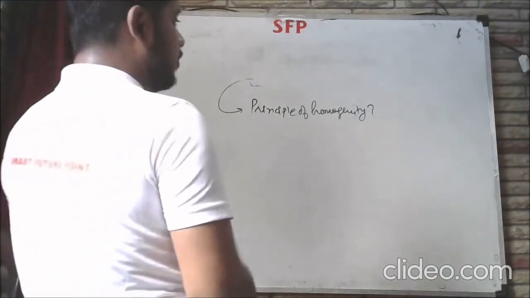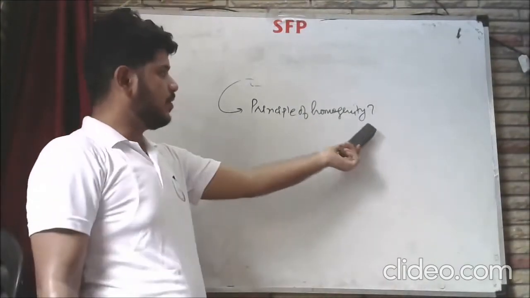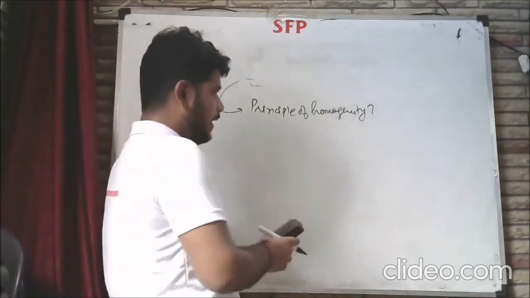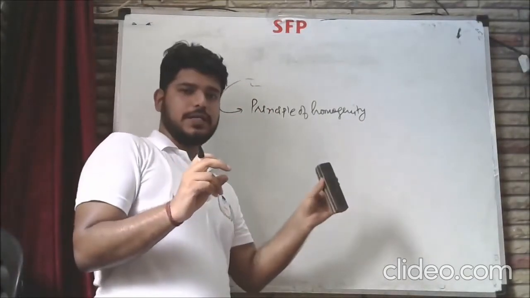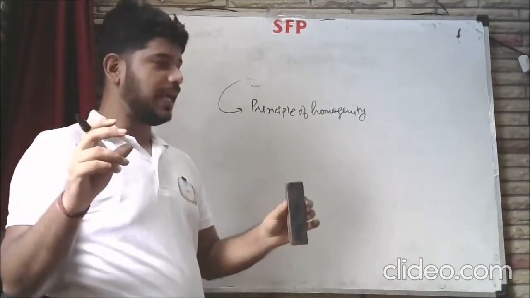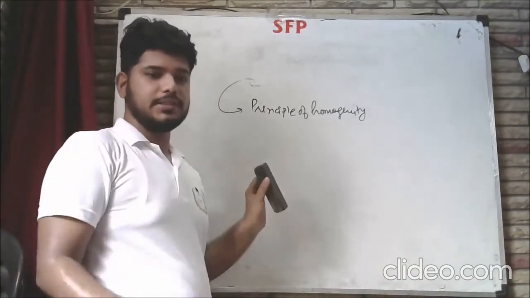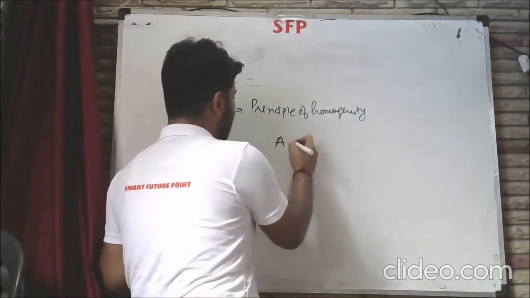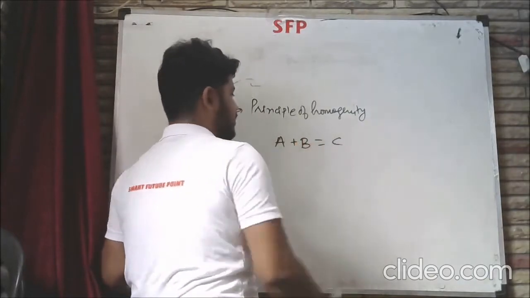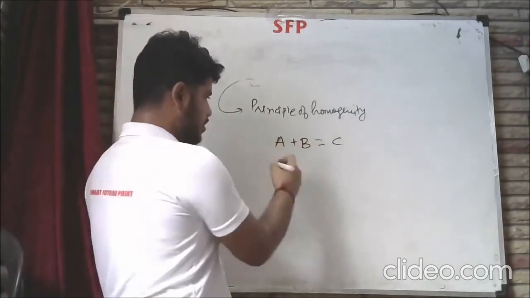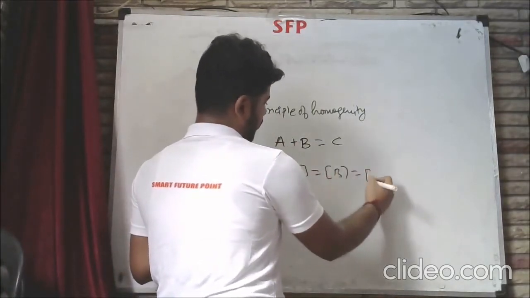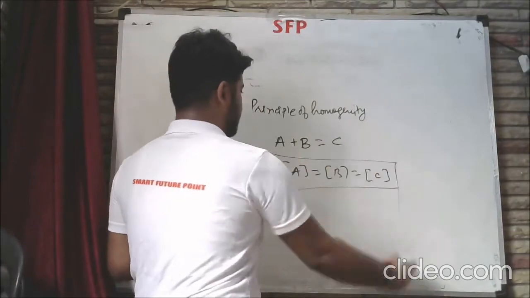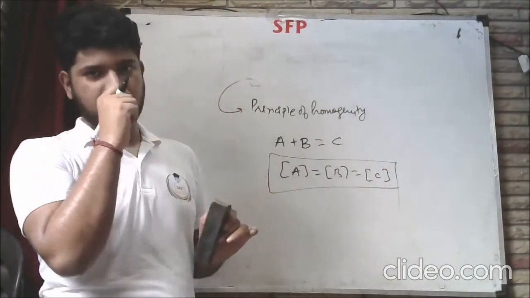Fine. So I was asking about principle of homogeneity. What is it? It is the same that if we are adding some quantity with some other quantity, then both have the same dimension. Means if you are adding A plus B, and the answer is giving you C, it means the dimension of A will be equal to the dimension of B, which will be equal to the dimension of C. This is very common. We all have observed that.